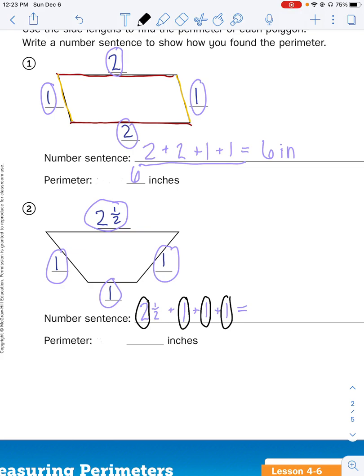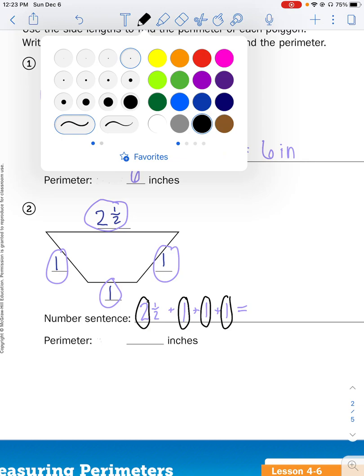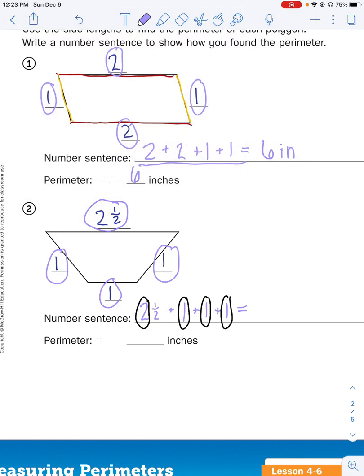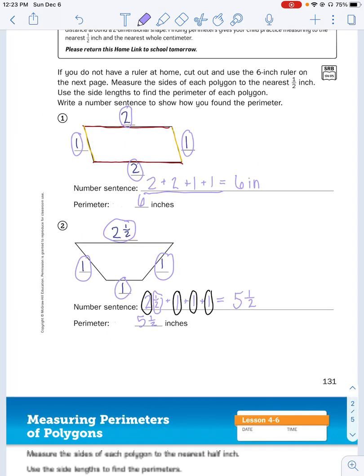Okay, so 5 is going to be my whole number, or my big number. And then I can't forget to add back this 1/2. Okay, so 5.5 is that answer. And then I just put it right there. Not too bad, right?